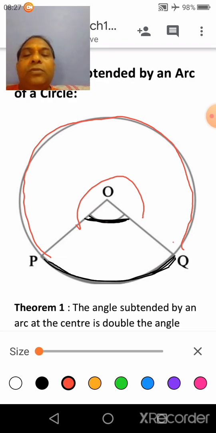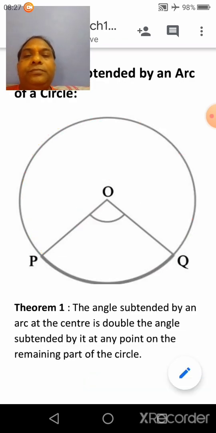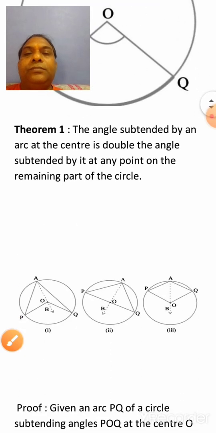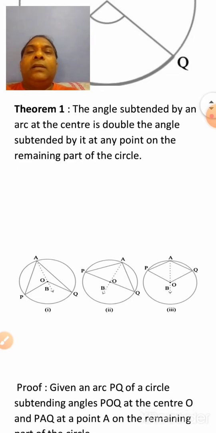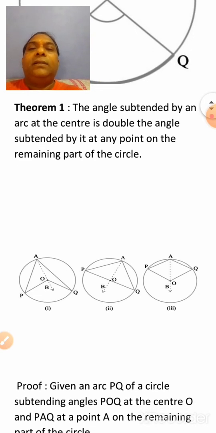Now, the theorem related to angle subtended by an arc. Angle subtended by an arc at the center is double the angle subtended by it at any point on the remaining part of the circle.